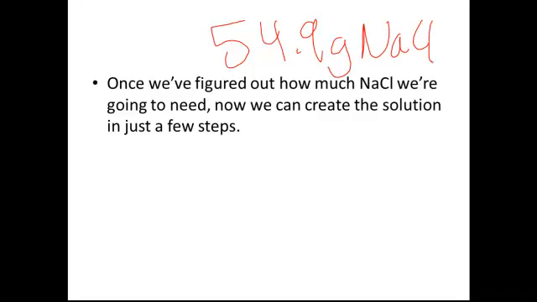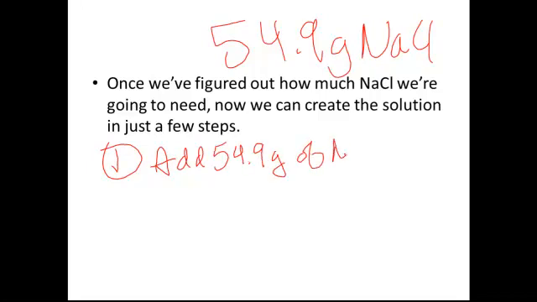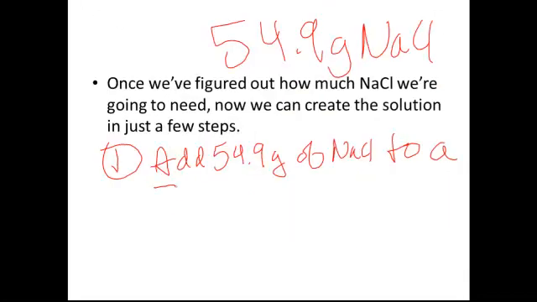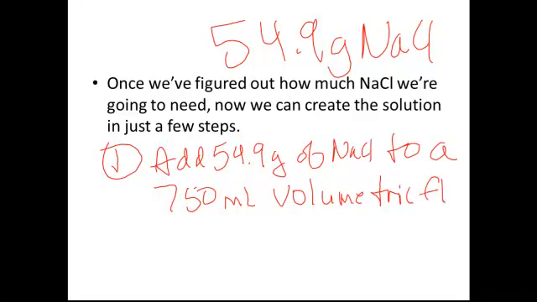Now we can create the solution in just a few steps. Step number 1, I might say: add 54.9 grams of NaCl to a, and let's see, how much of it did we need? We need 750 milliliters of it, to a 750 milliliter, now this might be a new word for you, volumetric flask. And a volumetric flask is a flask that only measures one amount.